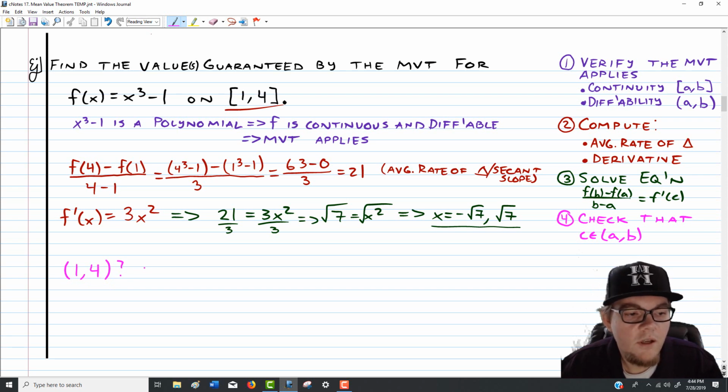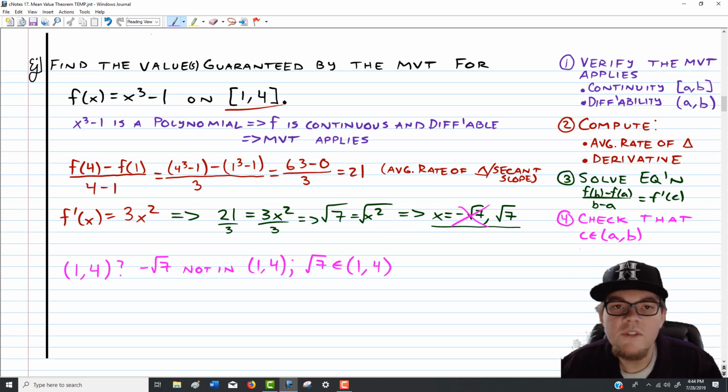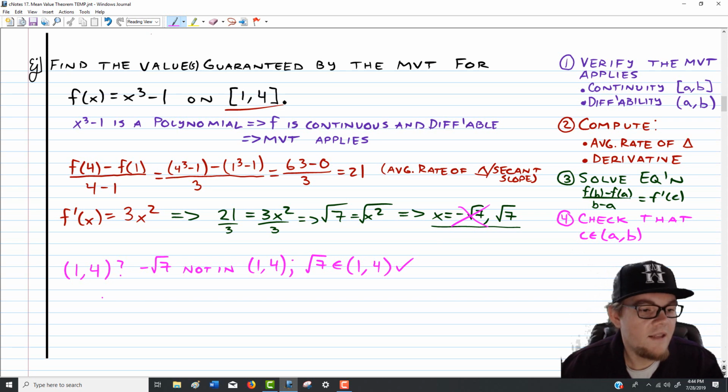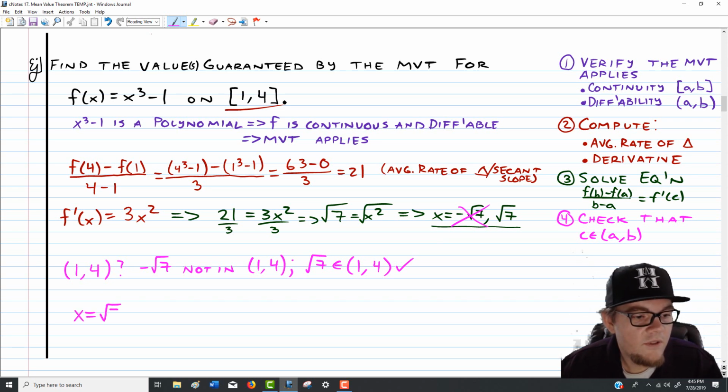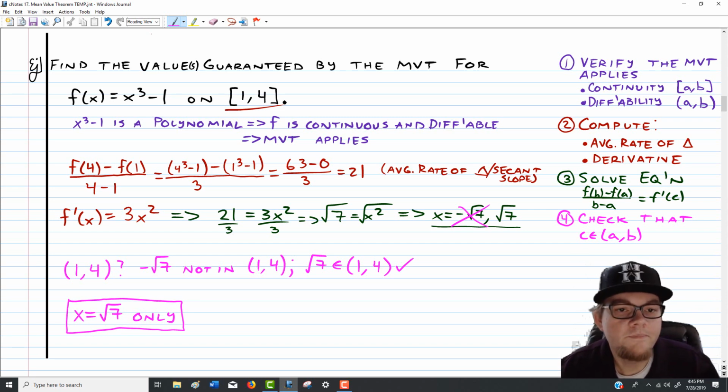So in here, of course, as we look, negative root 7 is not in the interval. So that means that we're not going to include negative root 7. On the other hand, root 7 is definitely a member of that interval. Thinking about it this way, root 7 is between root 4 and root 9, which means that root 7 is between 2 and 3, which means it's definitely inside our interval. So there is the one value guaranteed by the mean value theorem. And in fact, that means our only answer is x equals the square root of 7. So oftentimes you'll see in my work, I'll write x equals square root of 7 only, although the only is not going to necessarily cost you anything.